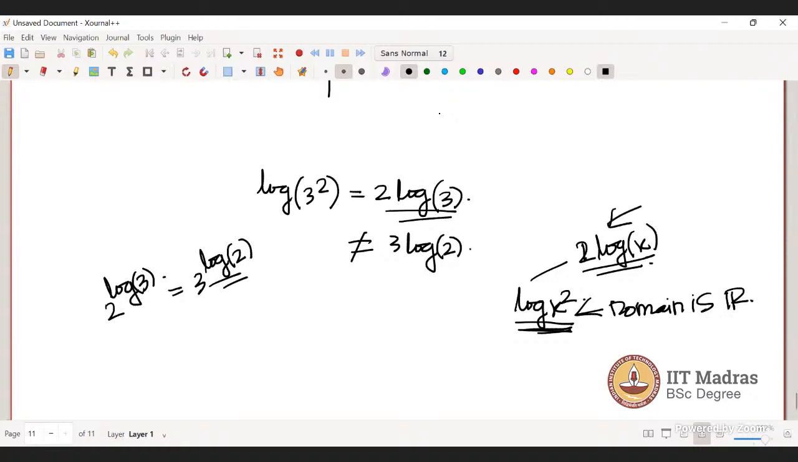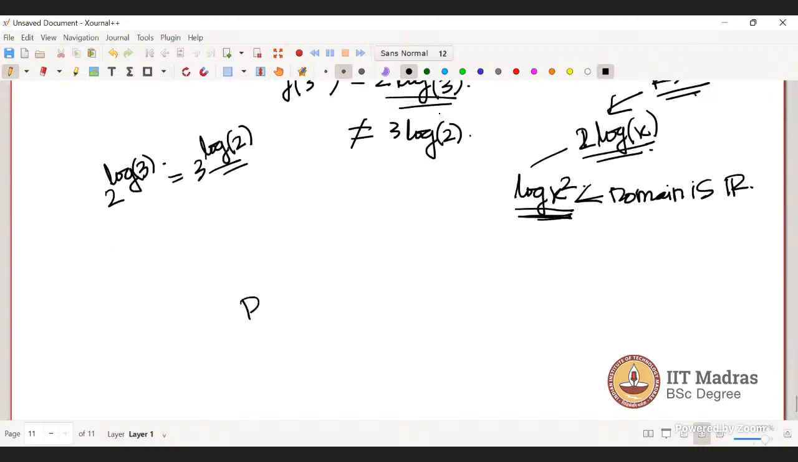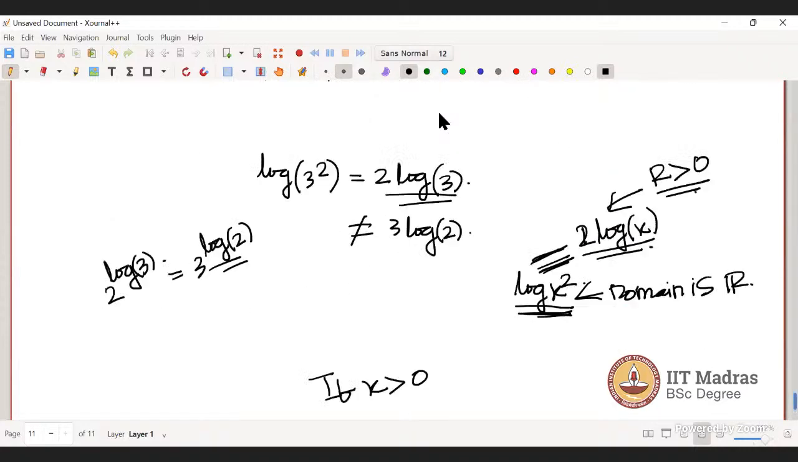But for this function, the domain is positive real numbers. In R greater than 0, for all positive real numbers, if x is greater than 0, then they are the same. Okay, so there is a difference between both the things. This is a different function.